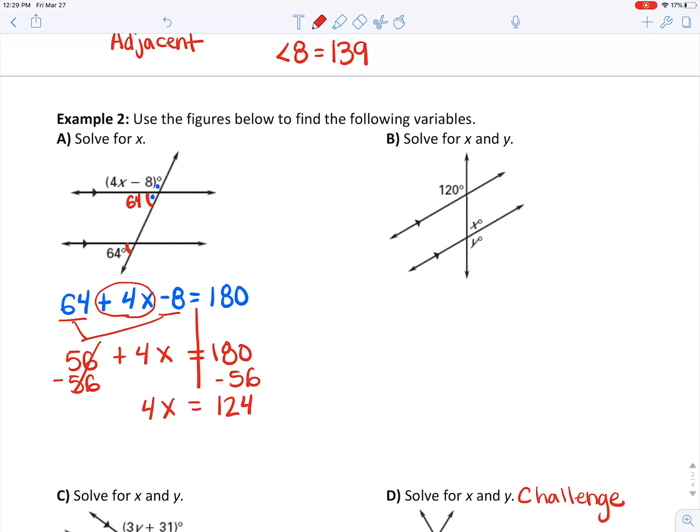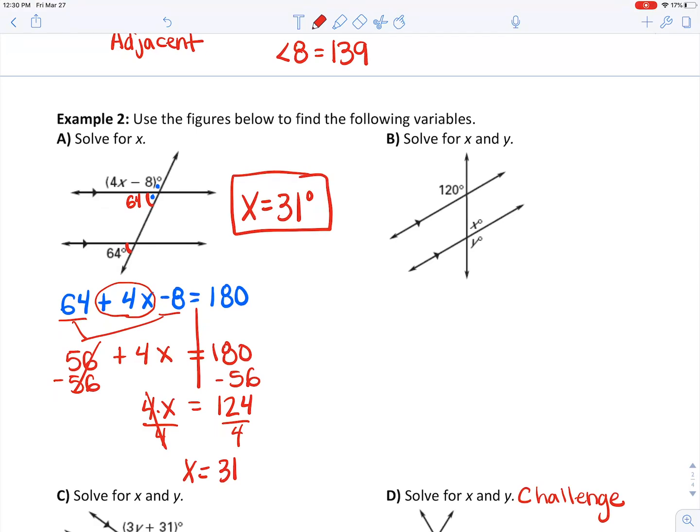Okay, and then I need to get rid of that 4. So that's 4 times x. So opposite of times is divide. So x is going to be equal to 31. So I needed to solve for x, so that means that that is my answer. X is 31 degrees.